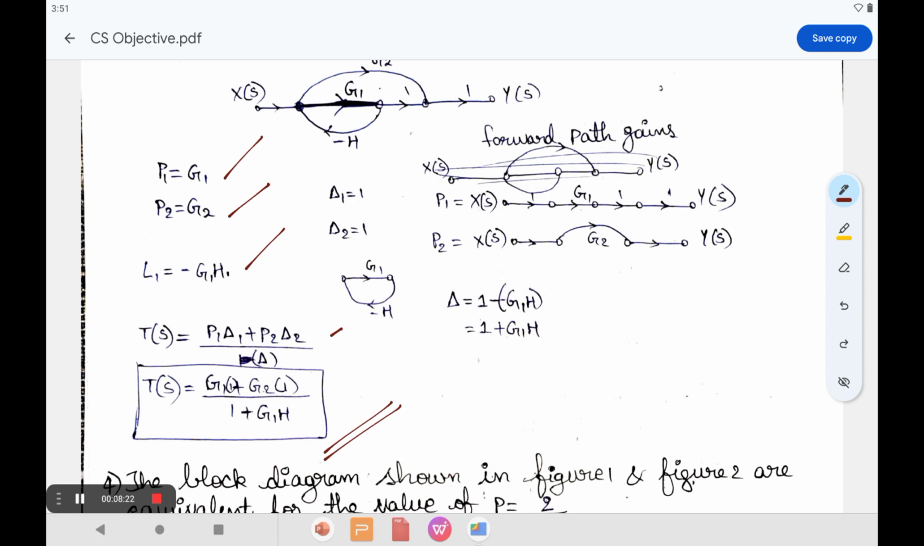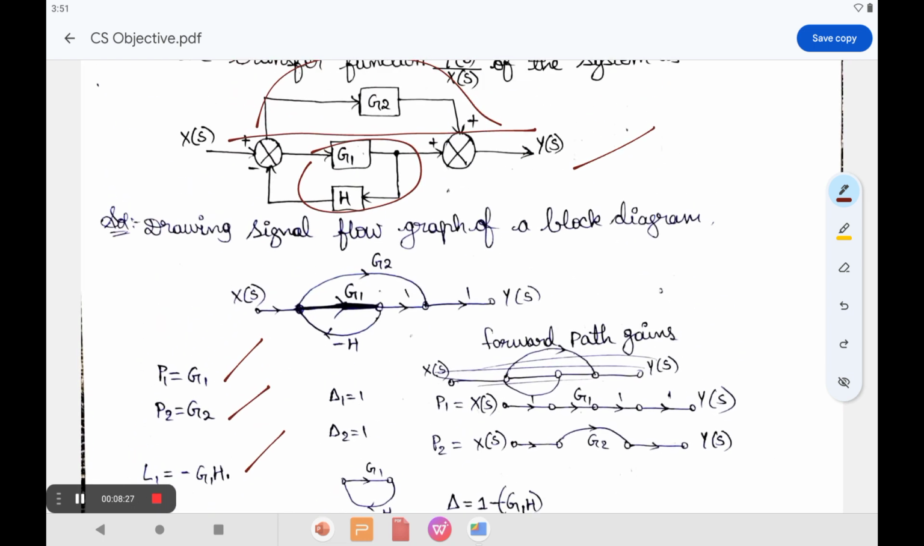Okay. So you will go through this based on your convenience, whether you go with the signal flow graph or maybe the block diagram basics also.